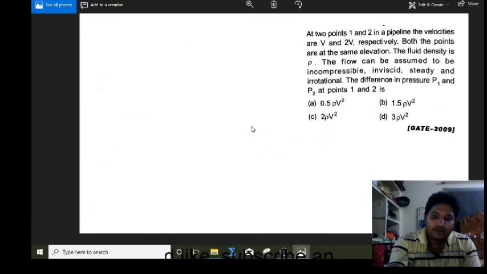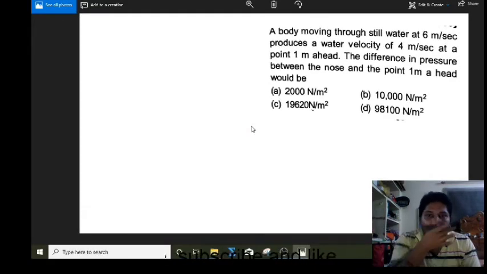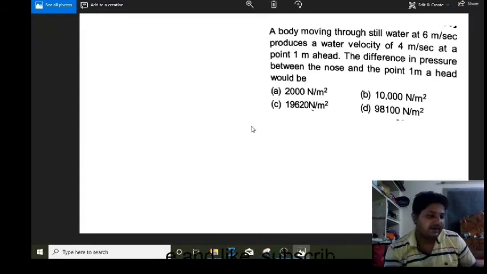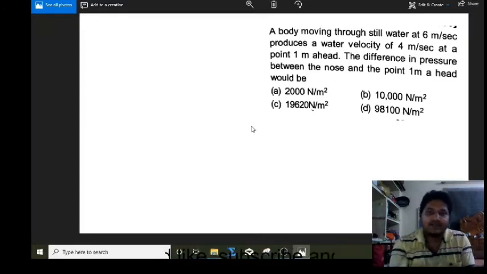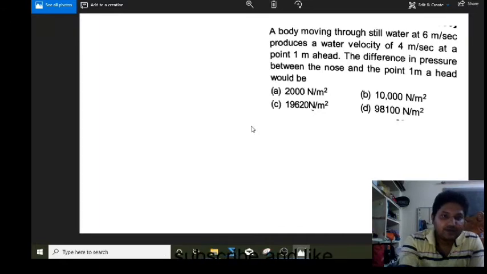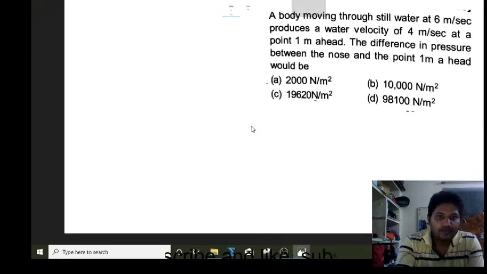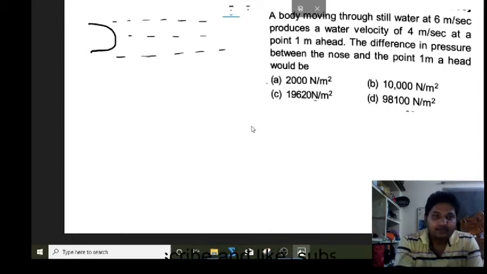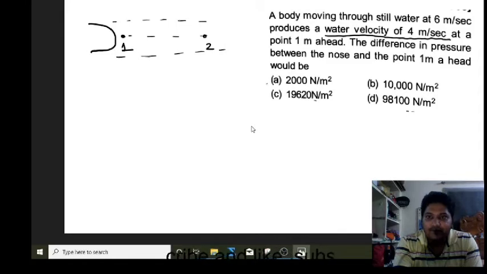So now the next question is saying, a body moving through still water at 6 meter per second. This is a body which is moving inside water. It is moving with a velocity, suppose at this point I'm choosing as point number 1 and this is point number 2, and it produces a water velocity of 4 meter per second at a point 1 meter ahead.